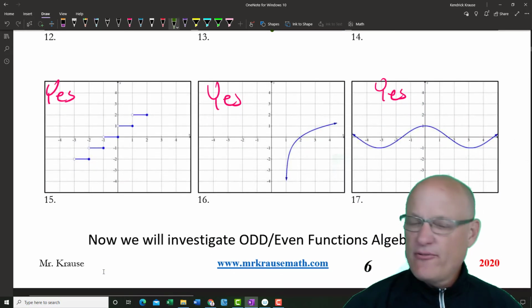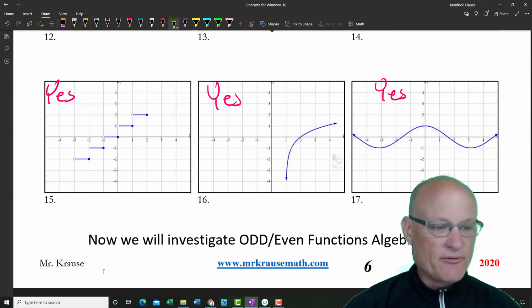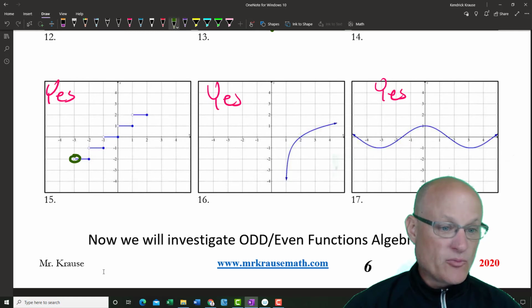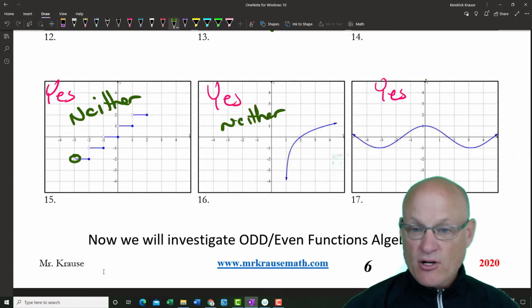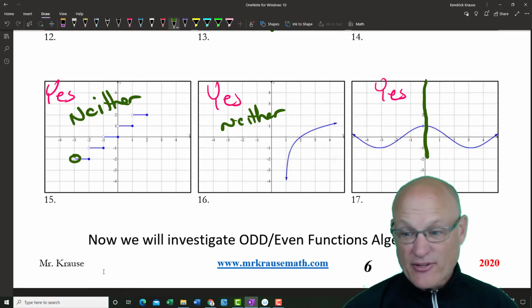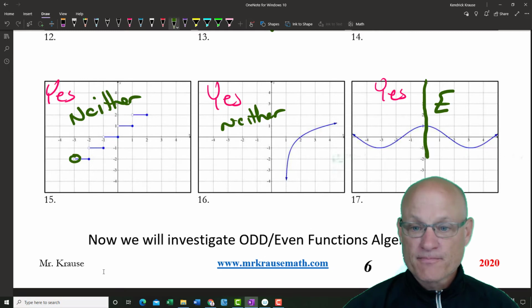This one is very, very close to being an odd function. But this point here, when I spin it, goes to... Oh, no, it's not, because it would go over here to 3 something. So this is neither as well. Now this function here, if I draw a vertical line down the y-axis, I see that it looks exactly the same on the left and the right. This is an even function.